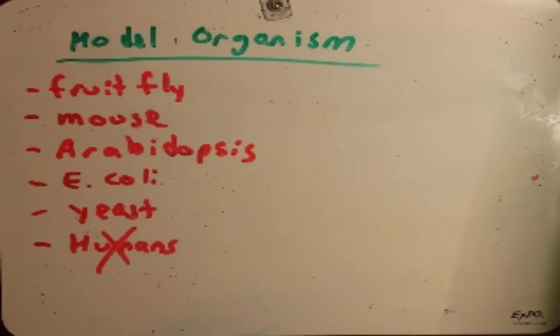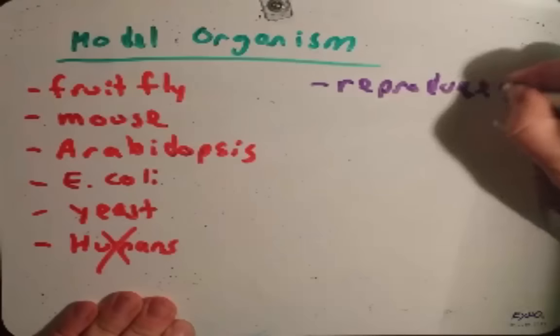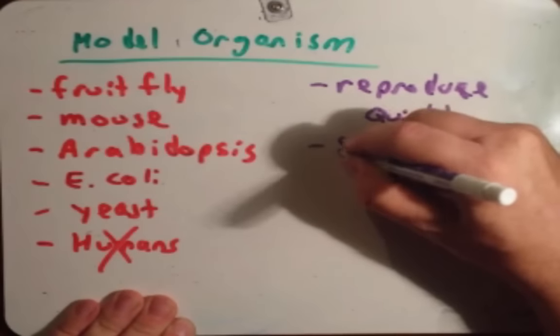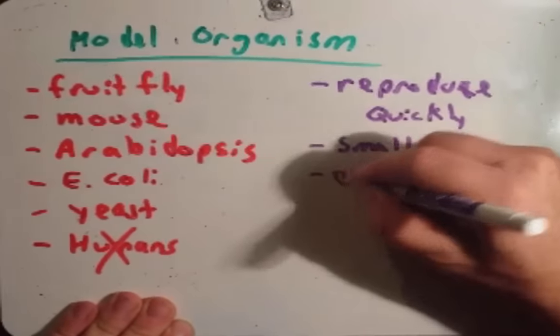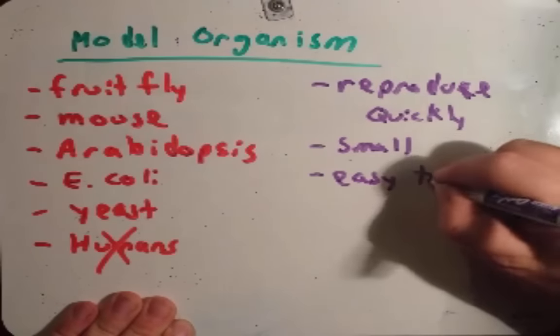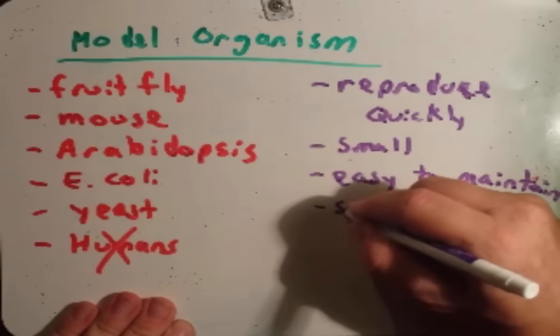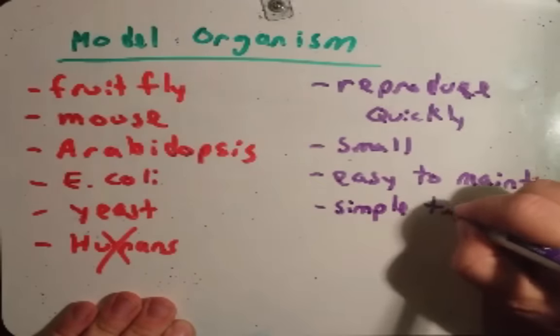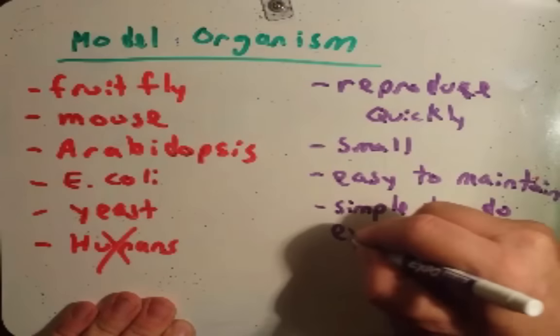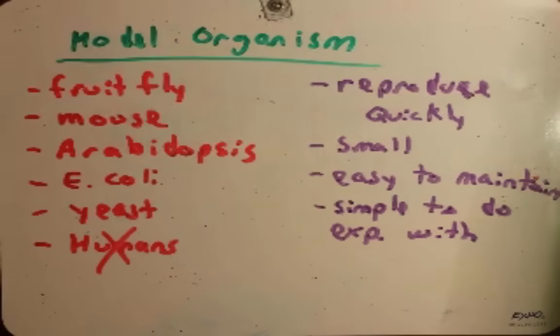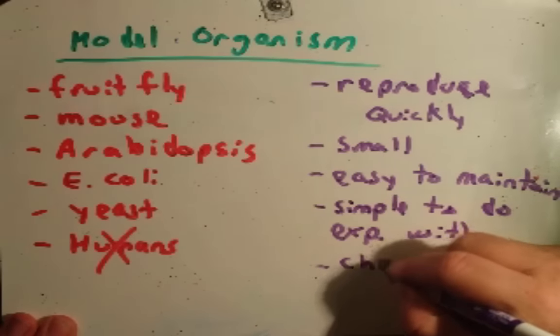So let's explain why. What are some features of a model organism that makes it a good model organism? One thing is they reproduce quickly. They're usually small, easy to maintain, simple to do experiments with. Or another way you could say that they're easy. Another way we could say that is that they are easy to manipulate. They are typically cheaper to work with.